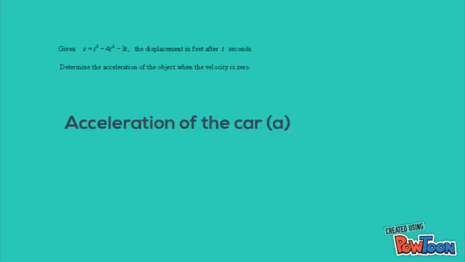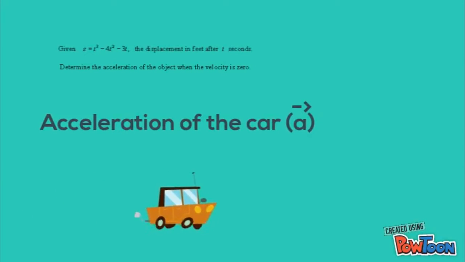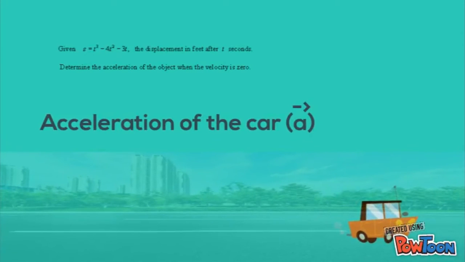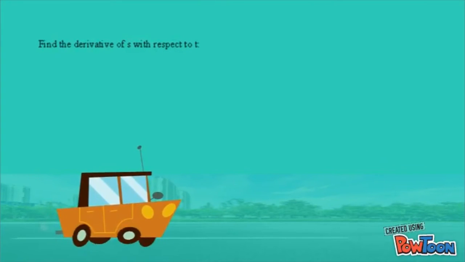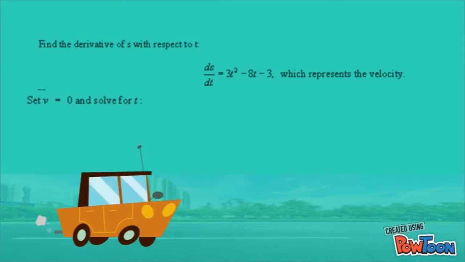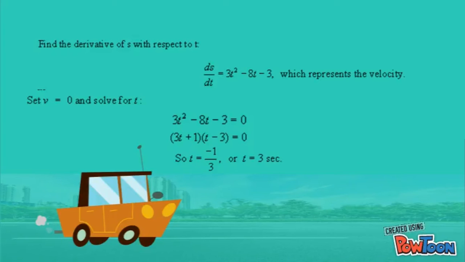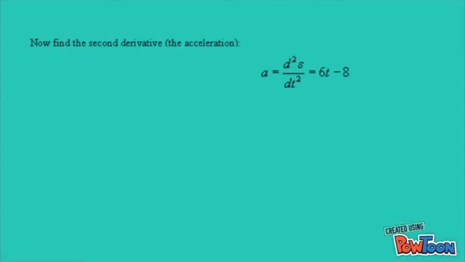The displacement covered by a car is given by the following equation. We must determine the acceleration of the object when the velocity is 0. We find the derivative of s with respect to t, which gives us the velocity. We then set v equal to 0 and solve the equation for t, and then find two values of t.